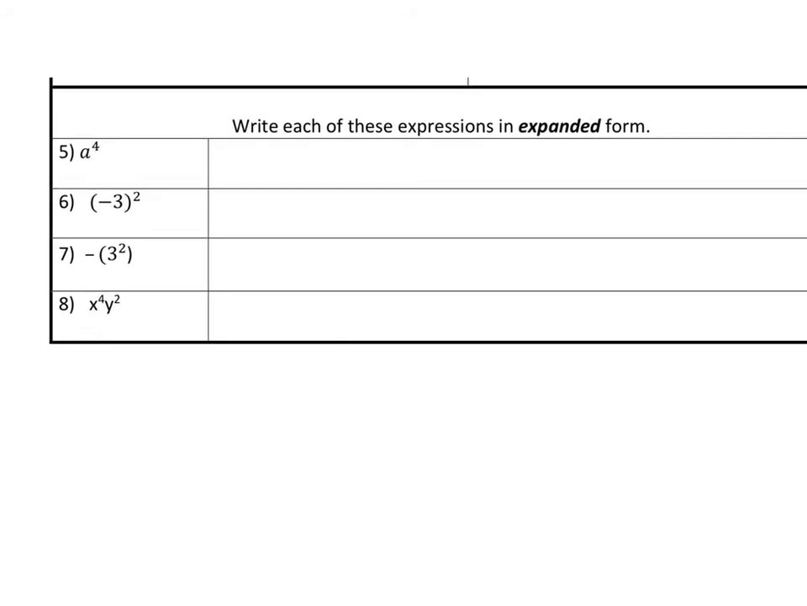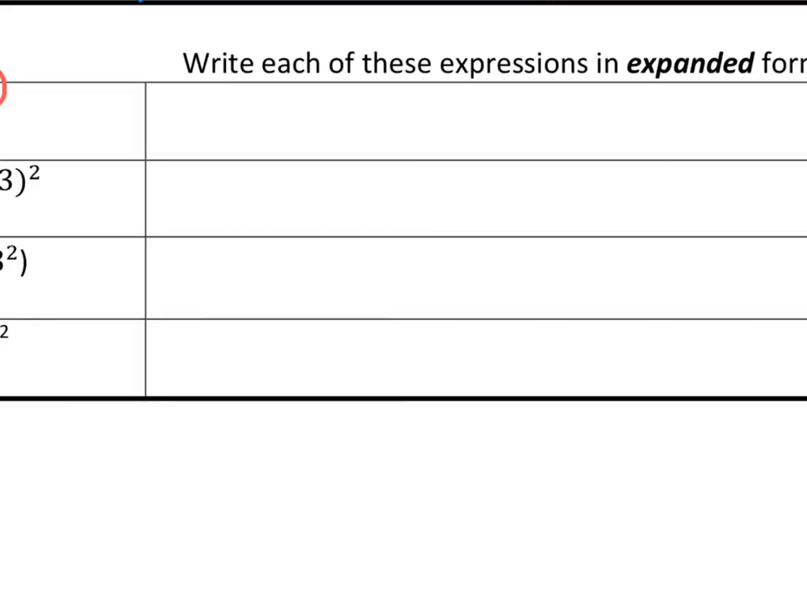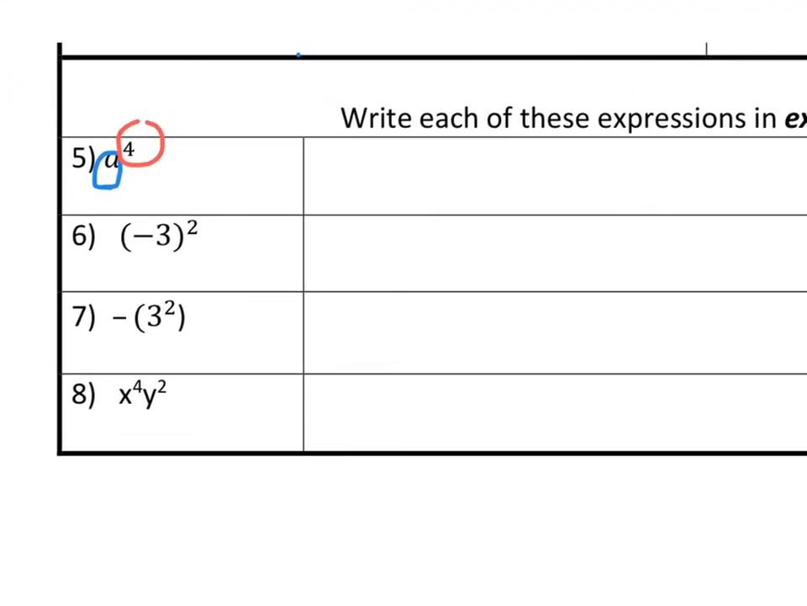So we have 4 examples here as well, 5, 6, 7, and 8. We want to see what is our base and what is our exponent. So in this case, our base can be a letter, so our base is A. And the exponent of 4 tells me how many times to multiply it out. So we have a to the 4th. So we're going to multiply a out 4 times. So 1, 2, 3, 4. That's it.